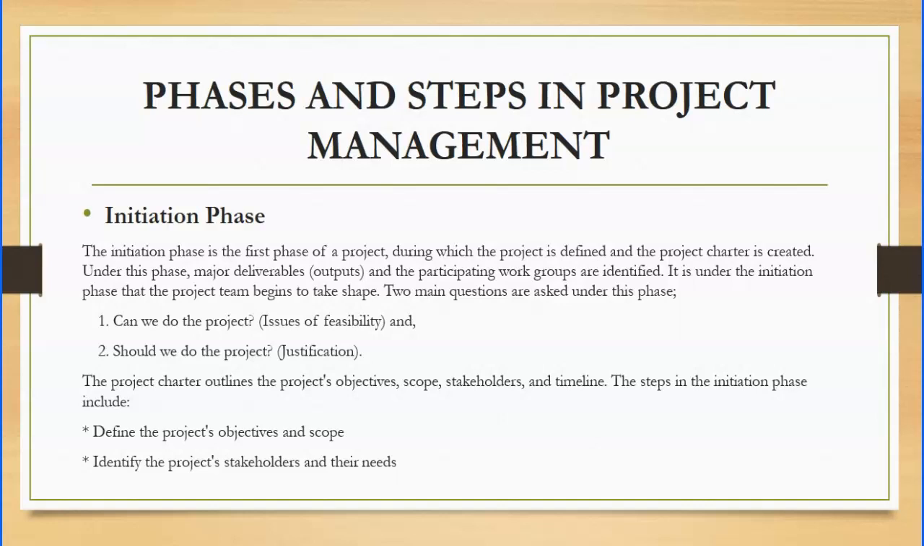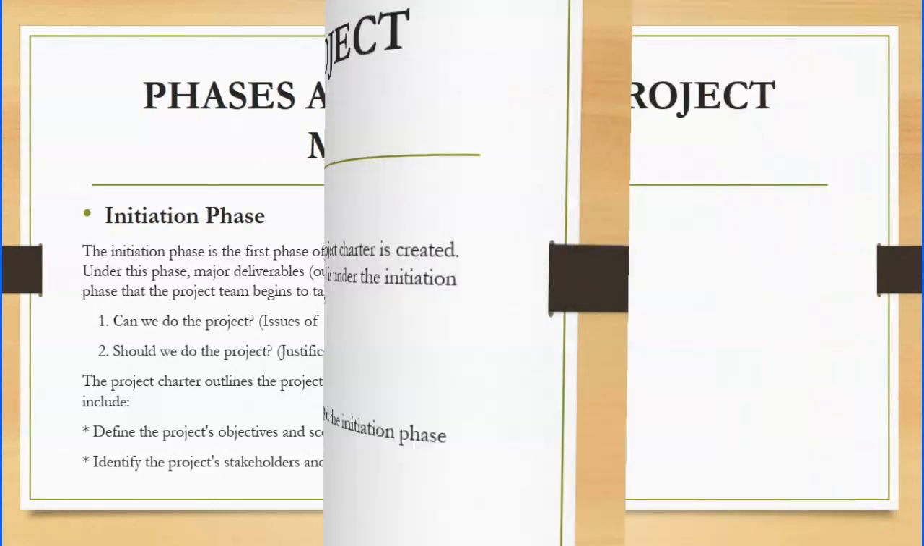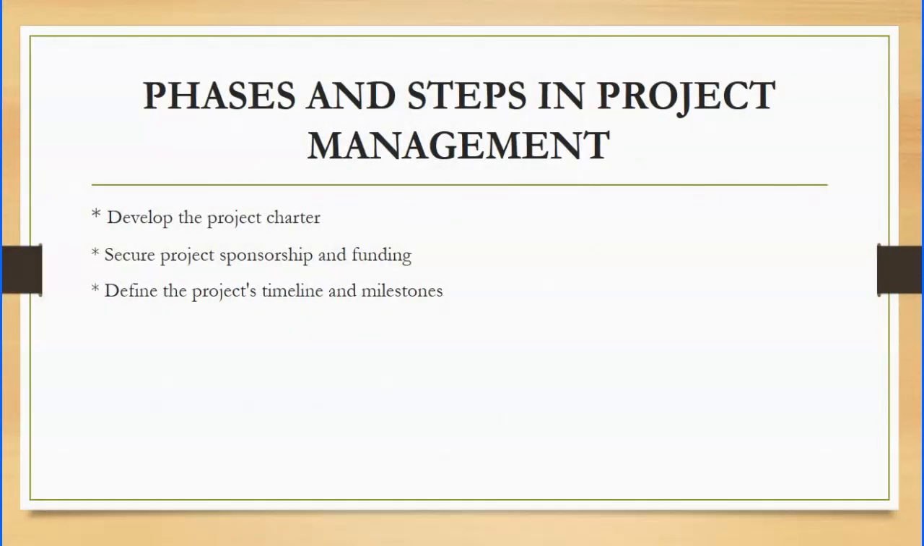We said under this initiation phase, we have steps. The first one is to define the project's objectives and scope. Firstly, you have to define the project's objectives and scope, and also identify the project stakeholders and their needs. Like we said earlier, the project charter outlines the project objectives, scope, stakeholders, and timeline. We proceed to understand more of the steps under this phase. You have to develop the project charter. Like we said, it is one of the documents which outlines the people who do the project, the things that will be done, and everything about the project.